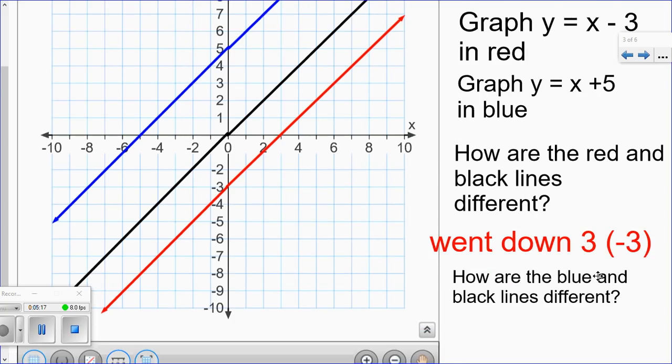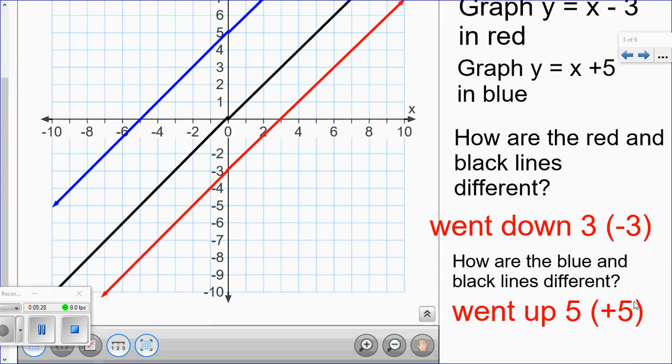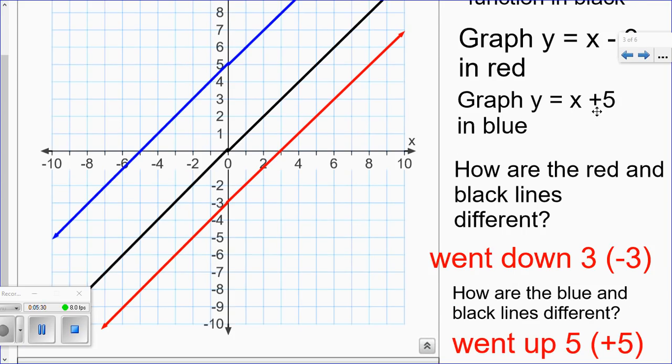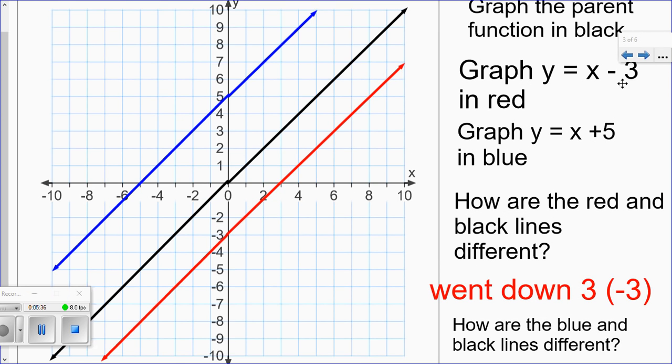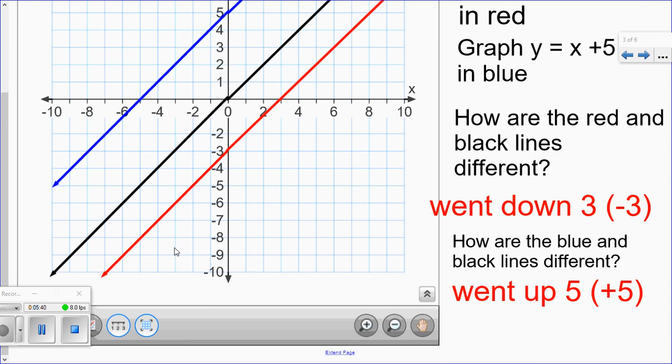How are the blue and the black lines different? Well, all the points got shifted up 5 units. So it went up 5 units, or +5. So what we're noticing is that the number on the end is actually telling us how many units it got shifted, either up for a positive or down for a negative. So the y-intercept tells us about the shift, what's happening.